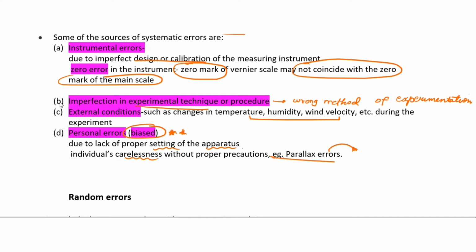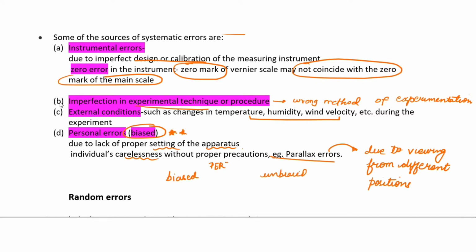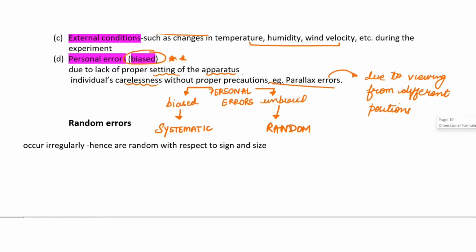We know it is viewing. It occurs due to viewing an object from a different position. Okay, that is how the parallax error arises. Now here you should note carefully that personal error can be of two types, biased and unbiased. When it is biased, okay, we know it. In that case it will come under systematic errors, and when it is unbiased it comes under random errors.